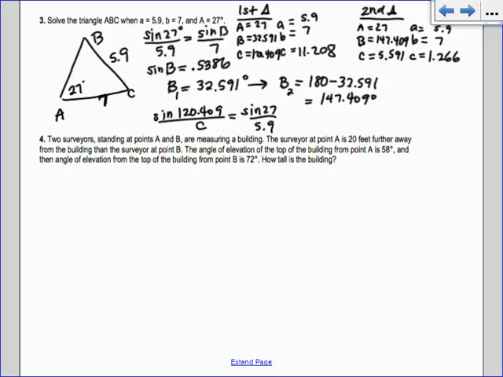All right, so it brings us to those questions that we talked about in the last section where I said they would be a lot easier if you had the law of sines. So it says two surveyors standing at points A and B are measuring a building. The surveyor at point A is 20 feet further away from the building than the surveyor at point B. The angle of elevation to the top of the building from A is 58 degrees, but from B, since they're closer, it's a steeper angle, right? 72 degrees.